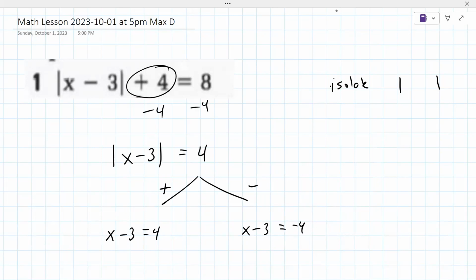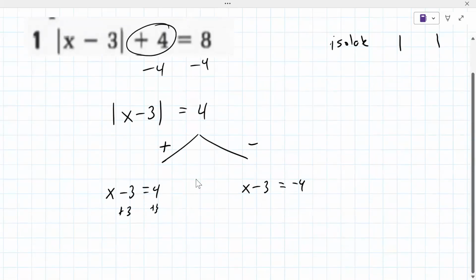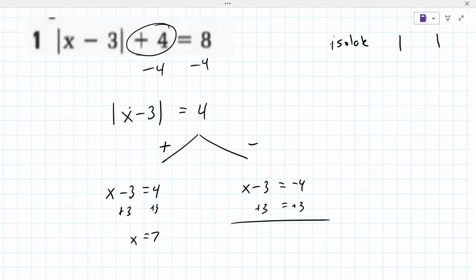I always was doing it as x minus 3, either plus 4 or minus 4 equals 8. Yeah, so you can't do that until you isolate the absolute value. So you end up getting 7, and then you get x equals negative 1 here like this. All right? Yeah. Great. So for number 2 here, number 2 is a little bit more difficult.